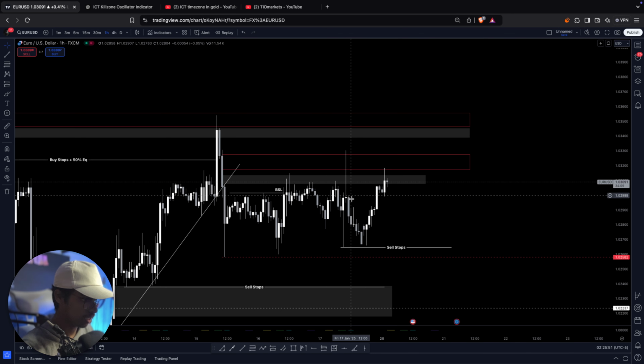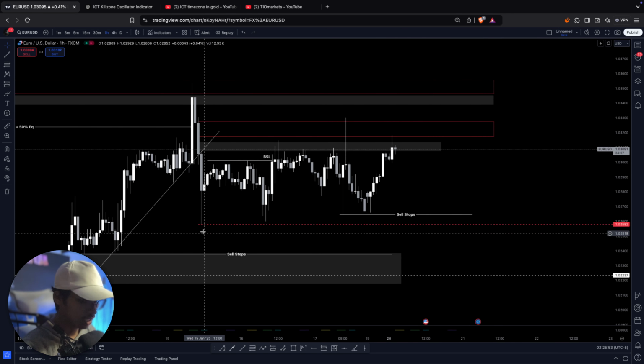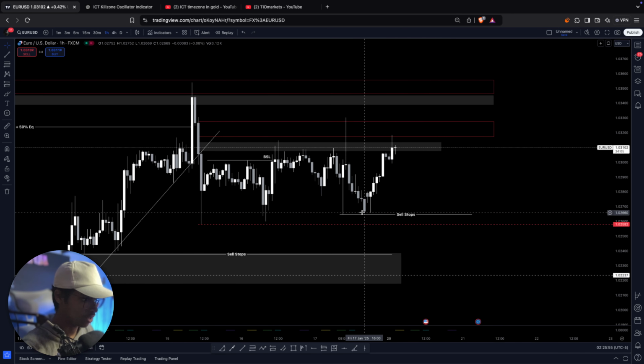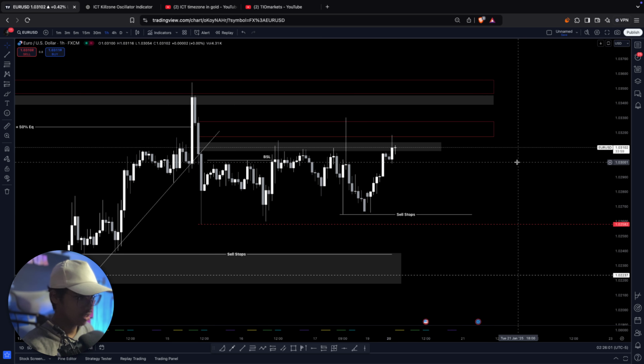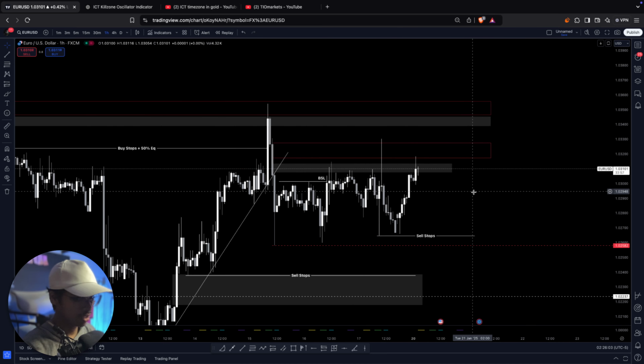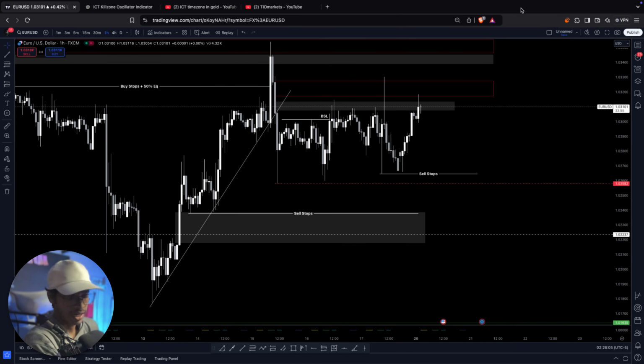Then it again went down, but you guys can see this sell stop, this sell stop, this sell stop, and this sell stop are not taken yet. It means it is generating liquidity on the sell side. Got it? So it is trying to generate liquidity on the sell side. Why? Because the market is about to go lower.